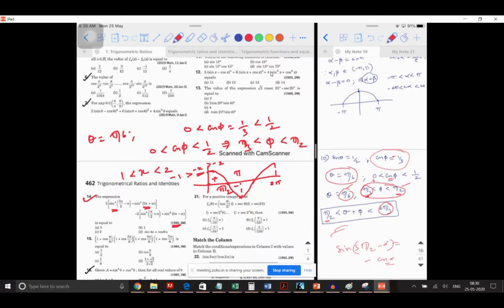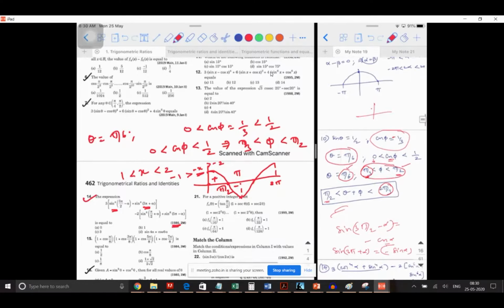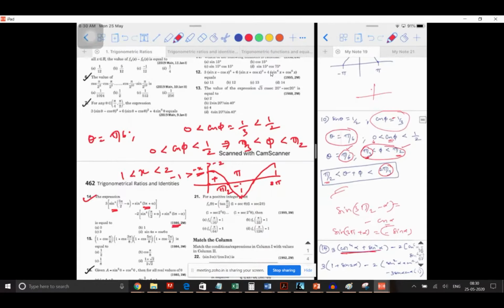3 pi plus alpha, now which quadrant is it? 2 pi is going to be one complete rotation. It is again third quadrant. So sine of 3 pi plus alpha is going to give you, forget about the 4, I'm just concerned about the value of sine 3 pi plus alpha. It is negative, but since power 4, it will be positive. It is minus sine alpha. Since again the power is going to be 4, it is going to be sine power 4 alpha. So what will you get? You will get 3 cos power 4 alpha plus sine power 4 alpha minus 2 into the same logic here.